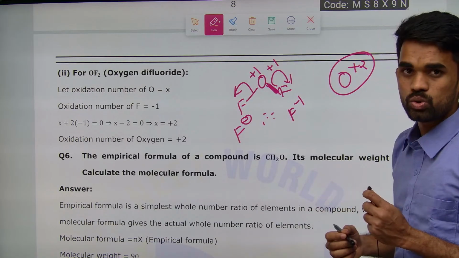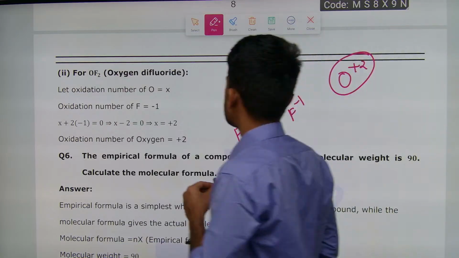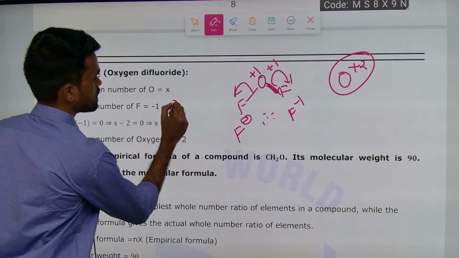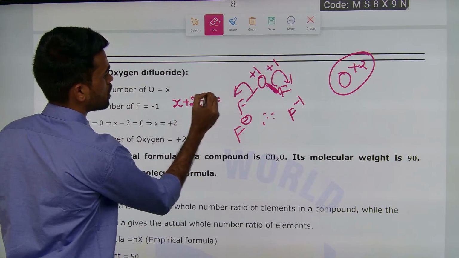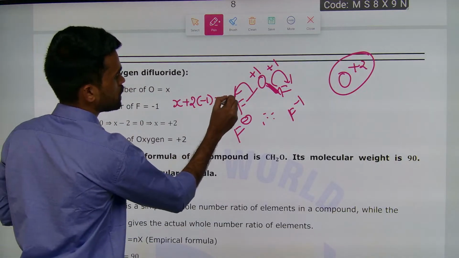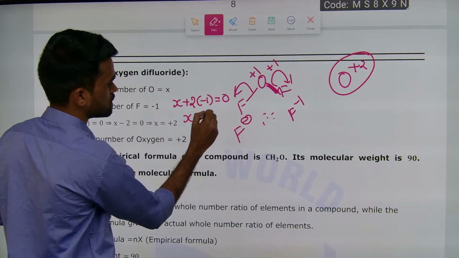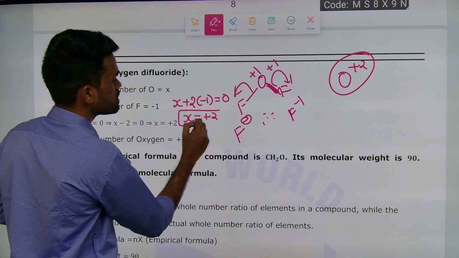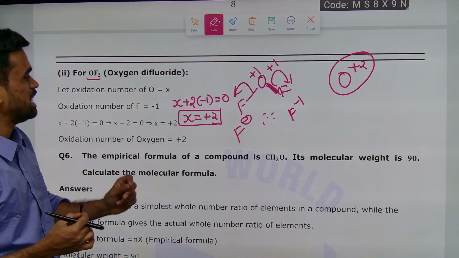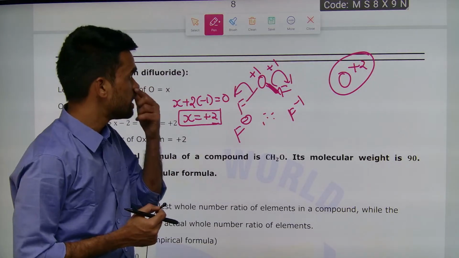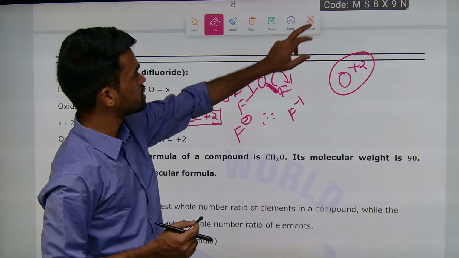And if you wanted to do it in the mathematical manner, just take oxygen as X, and there are 2 fluorines, each fluorine is in -1 oxidation state, the overall molecule OF2 is neutral, so equate it to 0. Then X will be equal to -2, if you send that to the other side it becomes +2. So this is how you need to calculate the oxidation states of any species in the given compound. Is this clear? Whatever questions are mentioned in the book are discussed here.